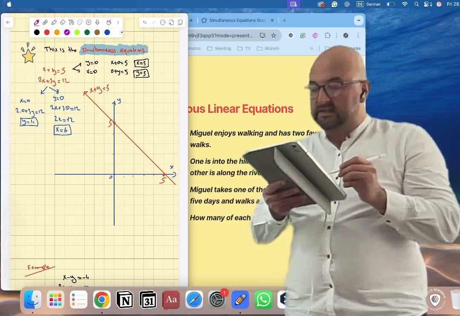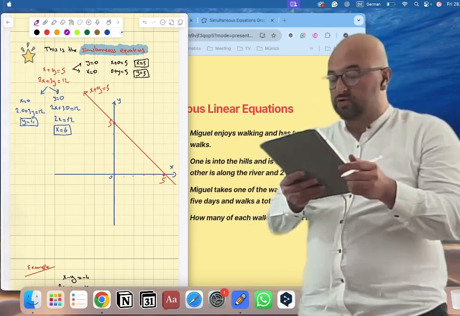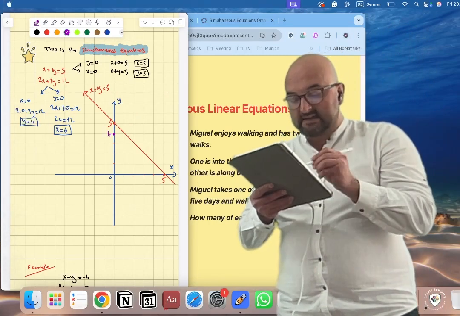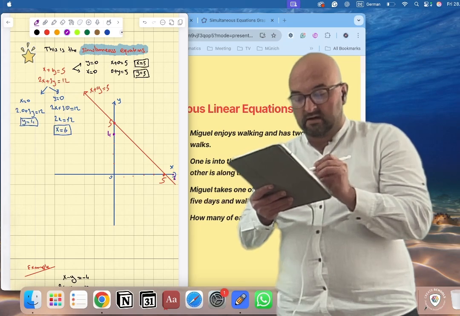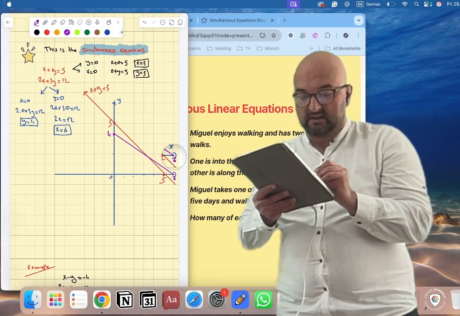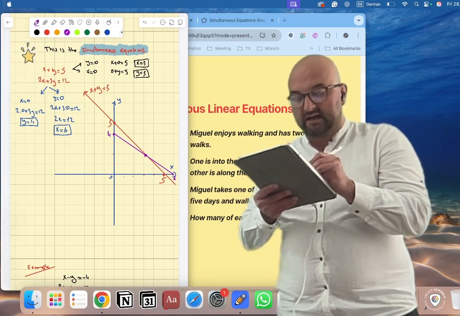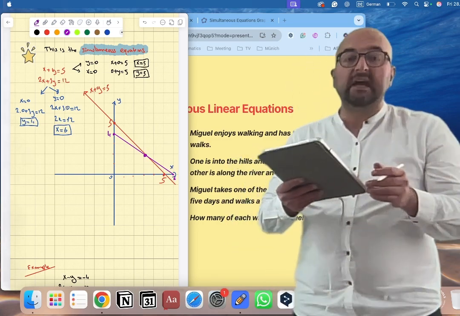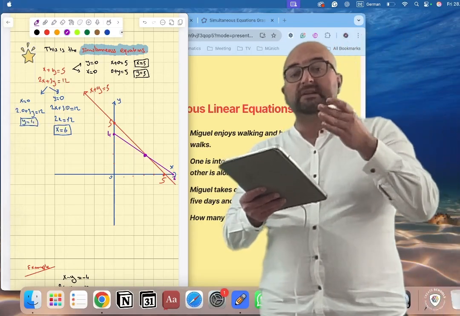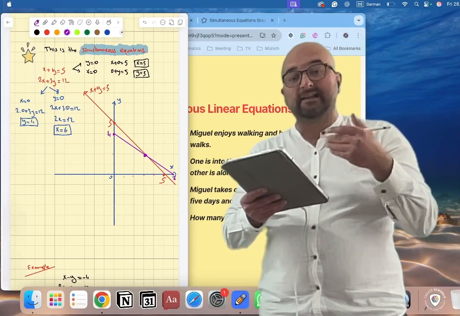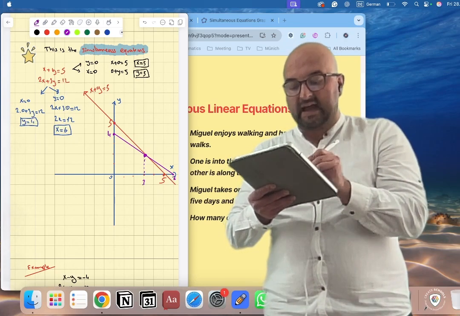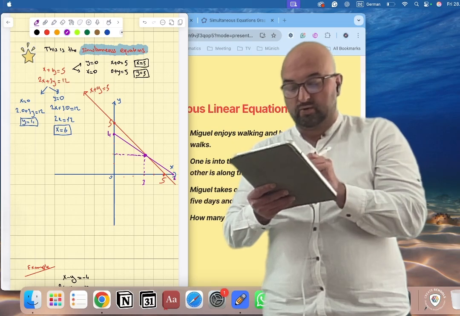The other equation is 2x plus 3y equals 12. The y-intercept is 4. The x-intercept is 6. And you can draw this straight line like that. And you can find, as you see, the simultaneous solution. The simultaneous solution is the point at which they cut each other, or the intersection point. So the intersection point is 3 and 2.